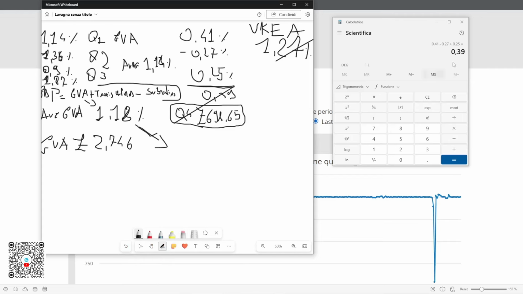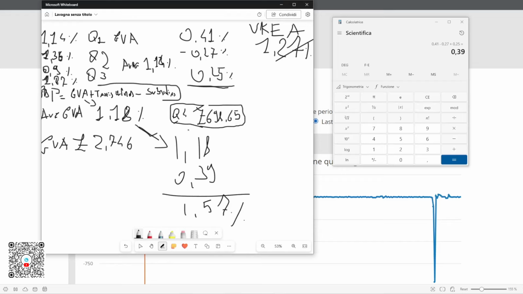So if we add back the smallest data, basically we get to the 1.5%. The UK government, Rachel, said we want to grow our target of economic growth for the year at 1.5%. So it's very easy. It's 1.18 plus 0.39, and you get to 1.57. Let's call it 1.6, 1.57%.